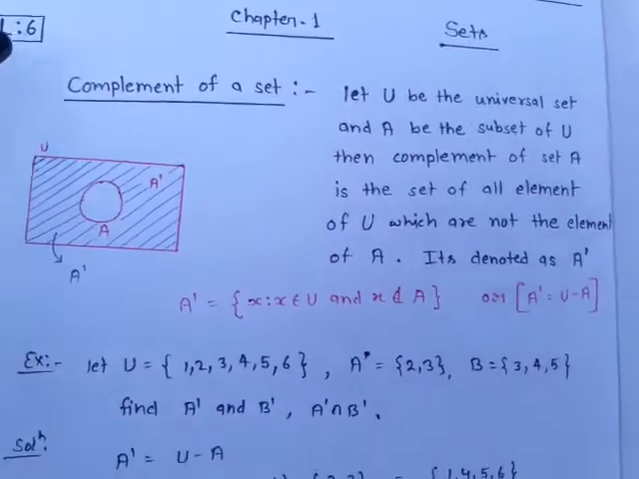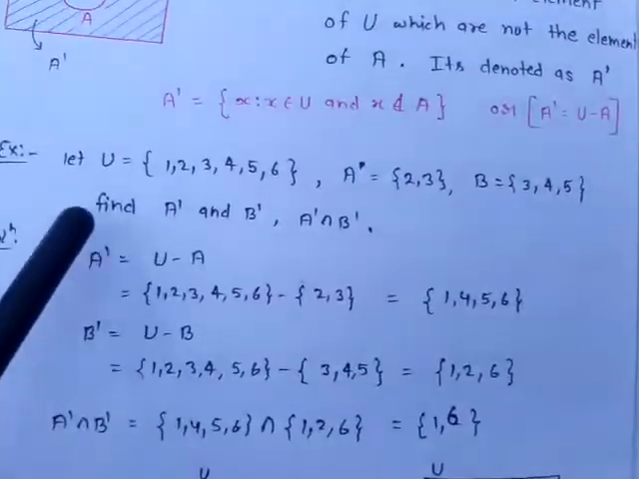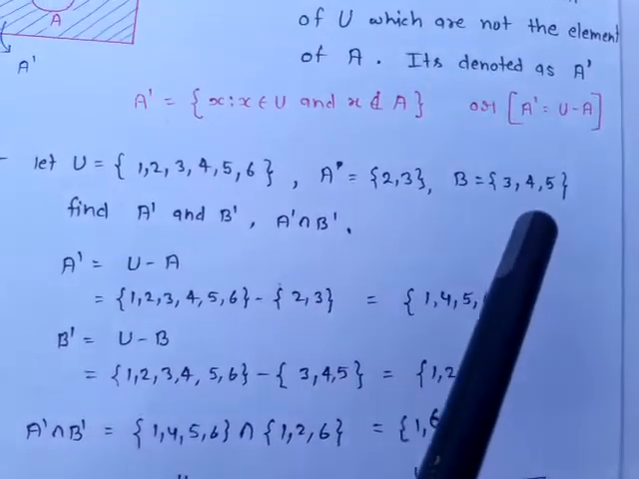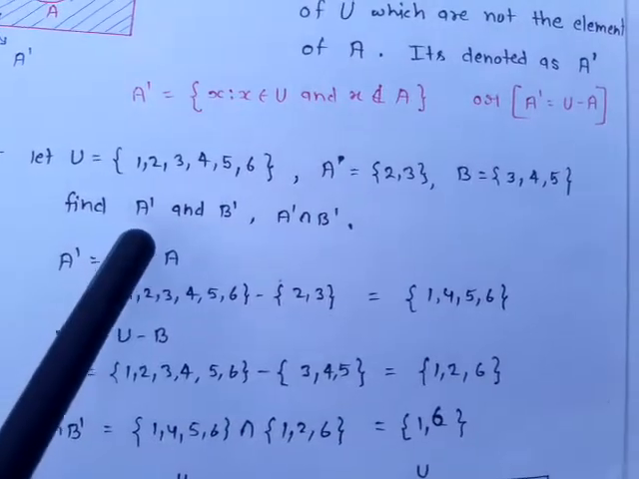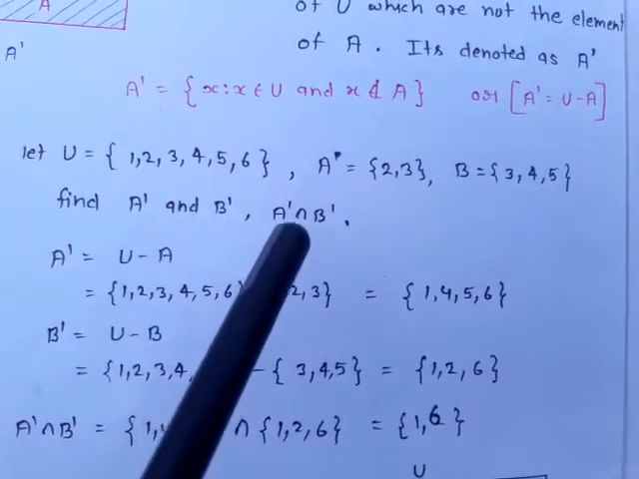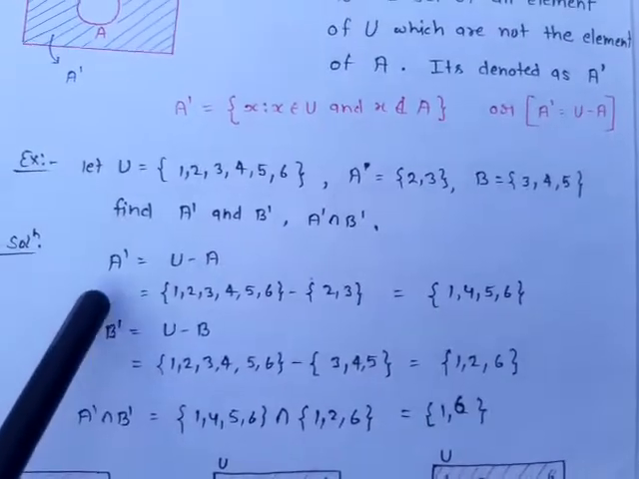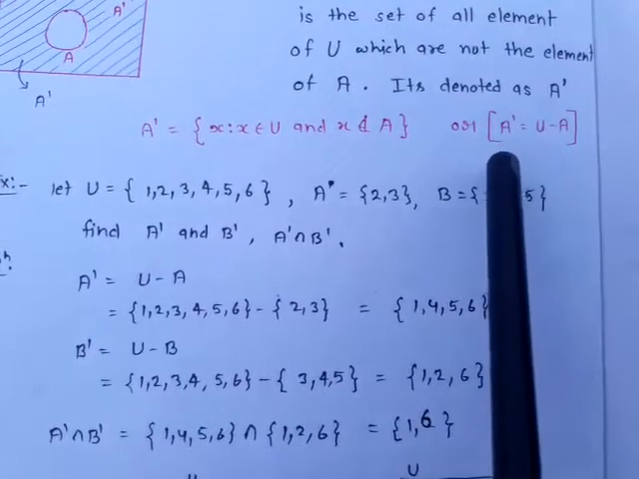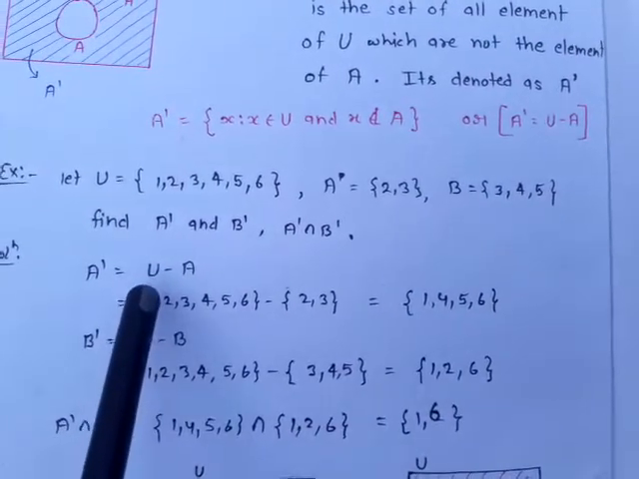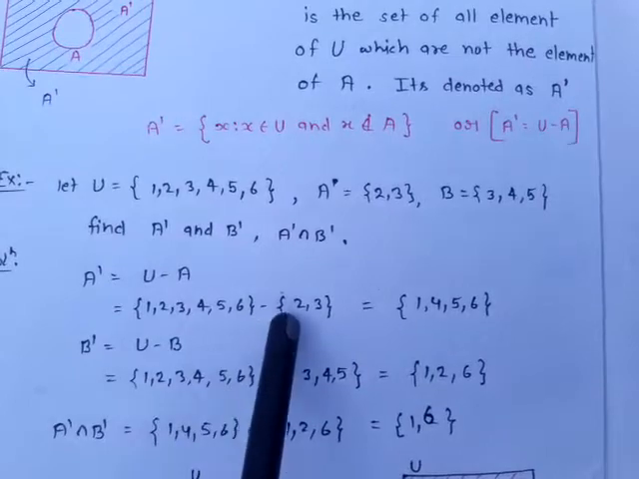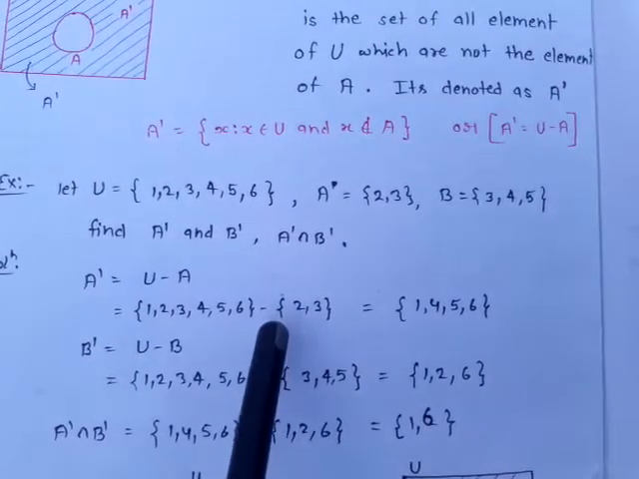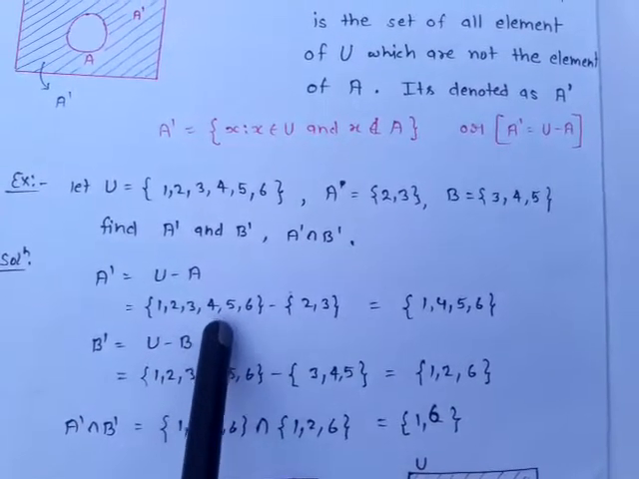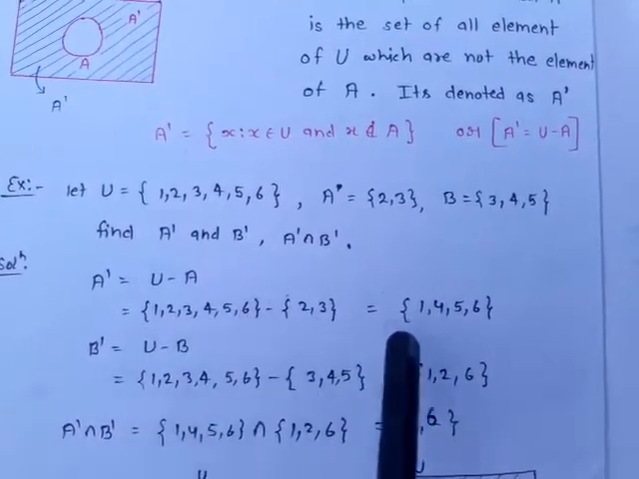This is made clear with one example. Let U is equal to {1, 2, 3, 4, 5, 6}, A is equal to {2, 3}, B is equal to {3, 4, 5}. Find A dash, B dash, and A dash intersection B dash. First of all, A dash. We know from above that A dash is U minus A, and B dash is U minus B. This is U, this is A, and we discussed in the previous lecture what the difference of sets is. Here 2 and 3 are common, and the remaining elements are 1, 4, 5, 6.